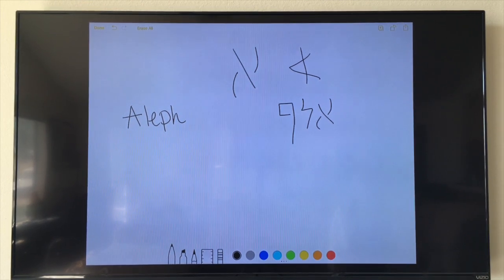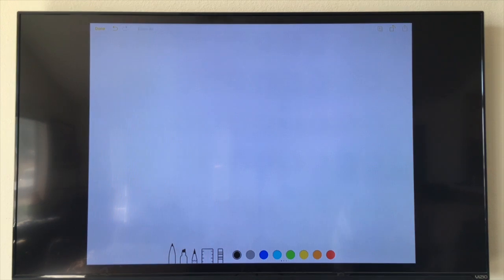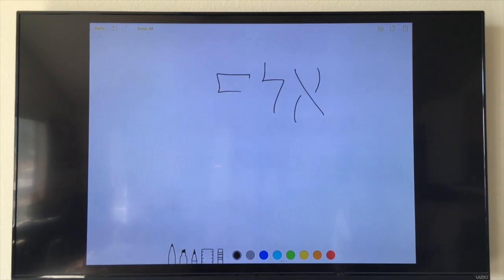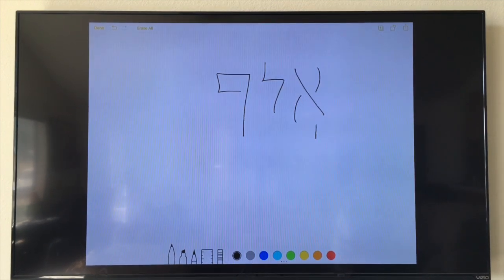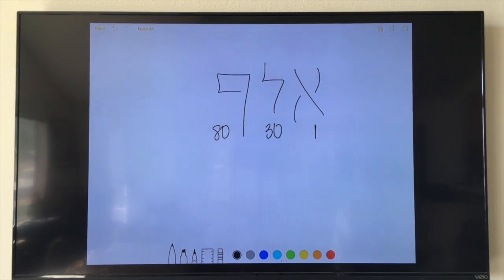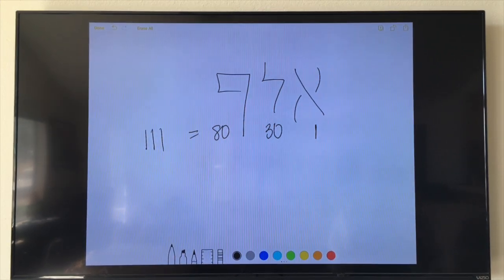Now, the Aleph has a numerical value of 1, but the word Aleph actually has a similar numerical value as well. So what we're going to do now is add up the numerical value for these letters, and it's going to show us how the Aleph spelled out corresponds with the Aleph letter. So Aleph, Lamed, Pei: Aleph is 1, Lamed is 30, and Pei is 80. If we add these up, we get the number 111.